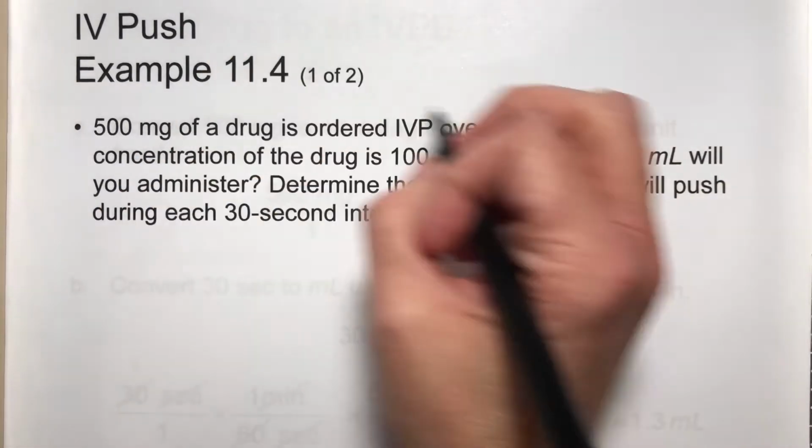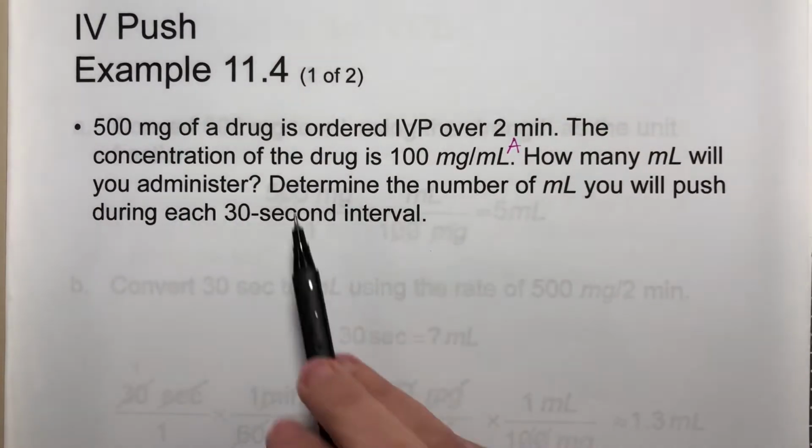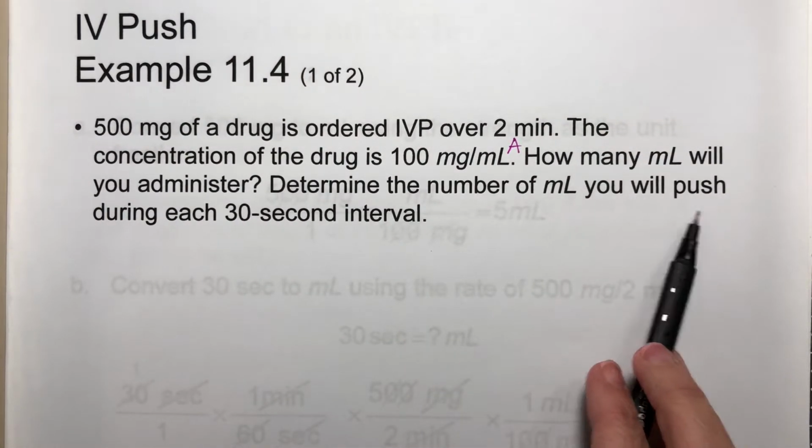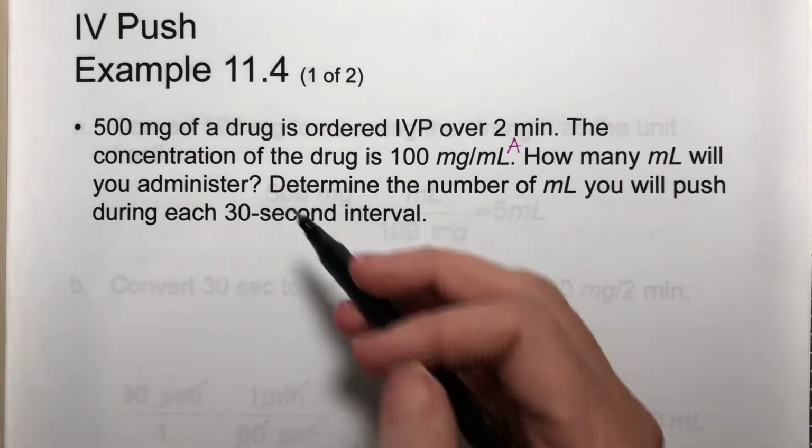That's our first question. This is part A. And then determine the number of milliliters you will push during each 30-second interval. This is part B.